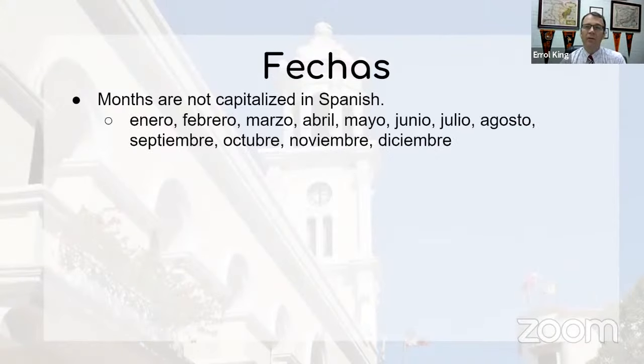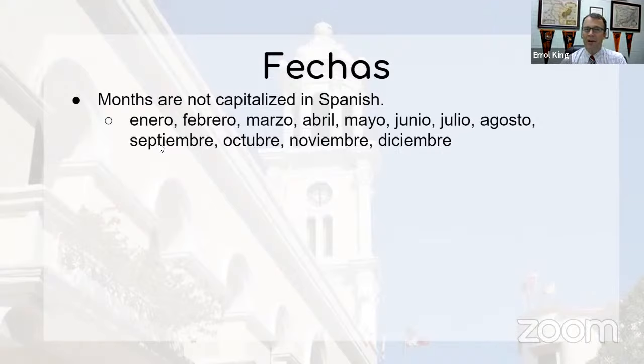We have enero, febrero, marzo, abril, mayo, junio, julio, agosto, septiembre, octubre, noviembre, and diciembre. Now note, most of these months look very much like you would expect them to be in English. Very similar, they are cognates. It should also be noted, just for curiosity's sake, that septiembre, octubre, noviembre, and diciembre are kind of out of place.